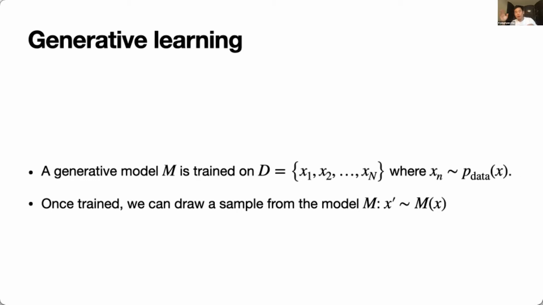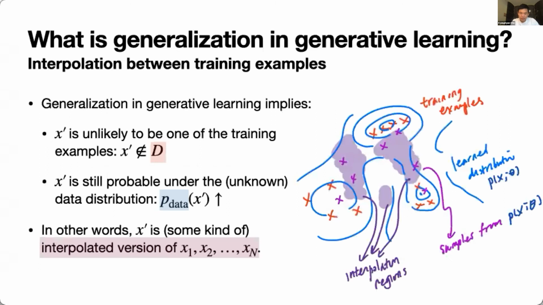And once we train it, however we train it, we should be able to draw a sample from this model M. And then this drawn sample, the sample drawn from this distribution, should look very, very similar, but not exactly the same as the training examples.